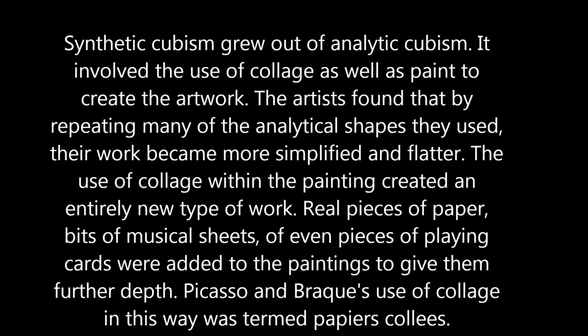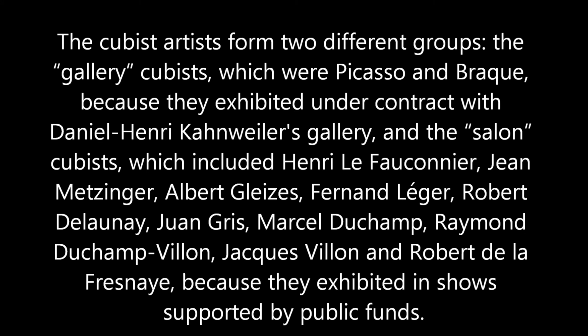The Cubist artists formed two different groups: the gallery Cubists, which were Picasso and Braque, because they exhibited under contract with Daniel-Henry Kahnweiler's gallery, and the Salon Cubists, which included Henri Le Fauconnier, Jean Metzinger, Albert Gleizes, Fernand Léger, Robert Delaunay, Juan Gris, Marcel Duchamp, Raymond Duchamp-Villon, Jacques Villon, and Roger de La Fresnaye, because they exhibited in shows supported by public funds.